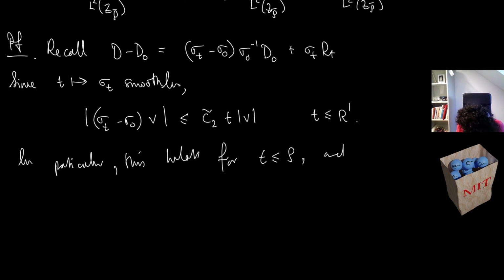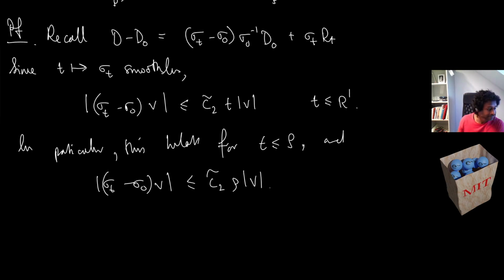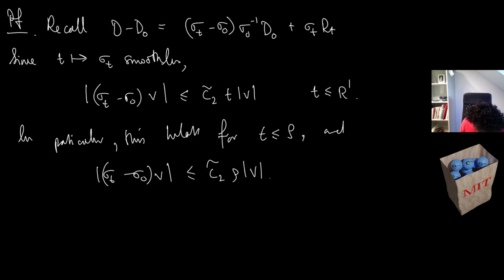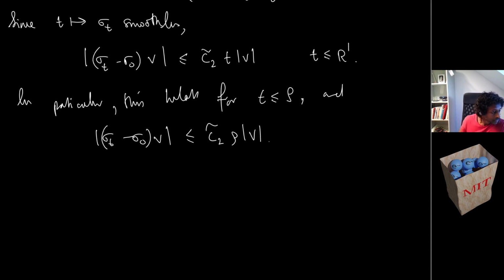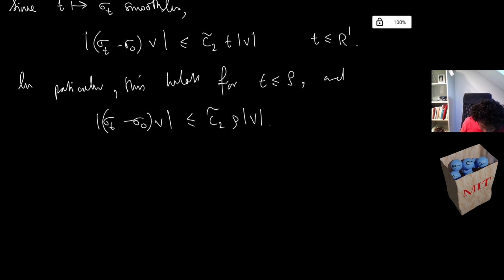And so what do we have in particular? We have this acting on V is less than or equal to C tilde rho modulus V. Okay, all right, now. So now let's estimate this.